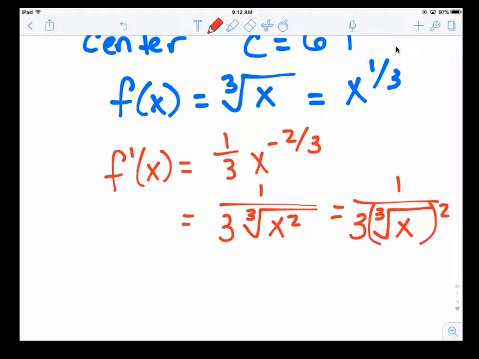The reason I'm doing that is because we're going to need to figure out what exactly is f prime of 64. We need to figure out what the slope is at 64. So if I use this, you're going to have to square 64, and that's going to get hard. But this is a little bit easier to use. Right? So f prime of 64 would give me what?